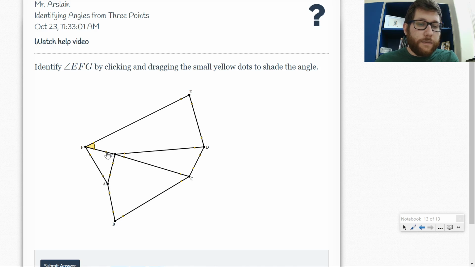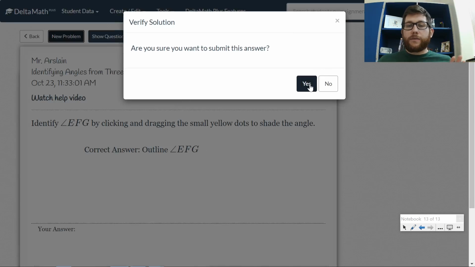Okay? Now notice something. Say you click on this point right here and you try to make that angle. Notice that this is a point that they're talking about with G. So you need to pick one close to F, and then we're going to go from E to F to G. So that's how we identify angles with 3 letters.